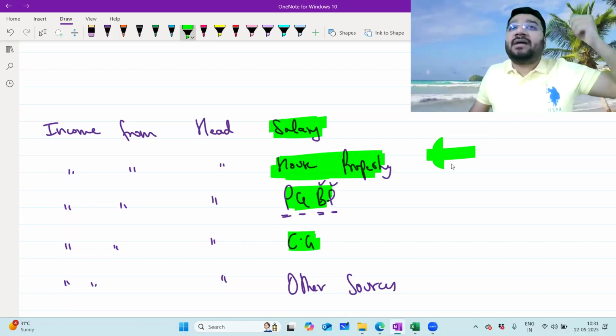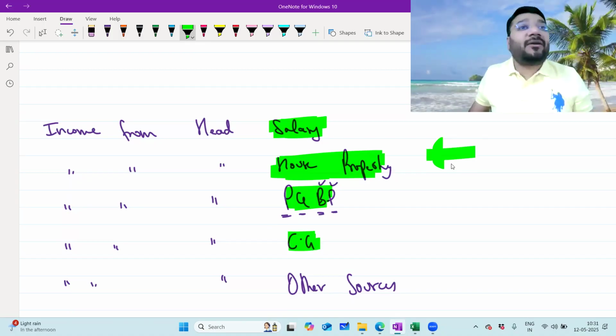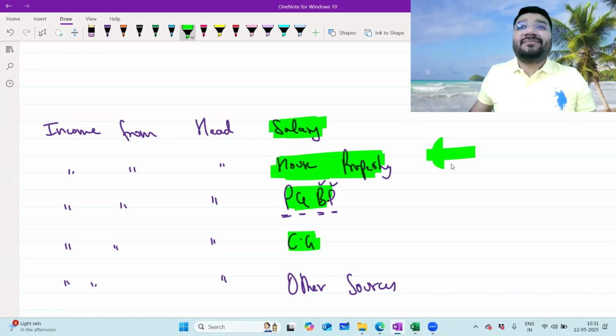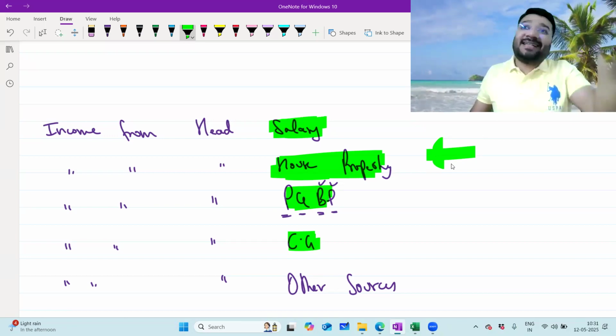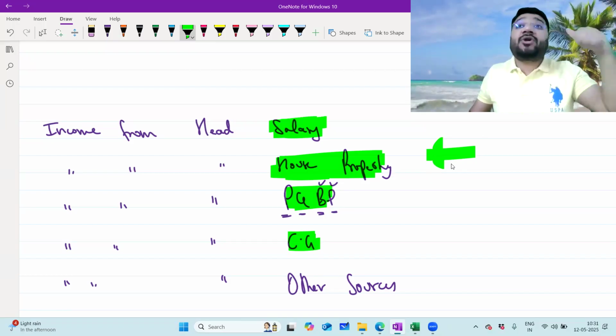For example, I purchased an apartment worth 1 crore and sold it for 1 crore 20 lakhs. So what is my profit here? 20 lakh is the profit. This 20 lakh profit is called capital gain because this profit is coming from the asset at the capital level. So any profit generated at the capital level is called capital profit.